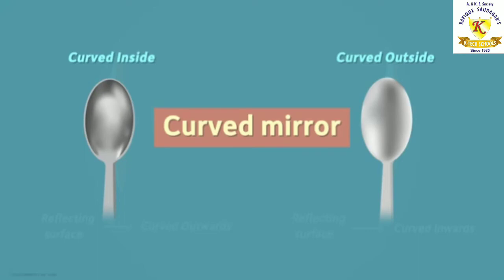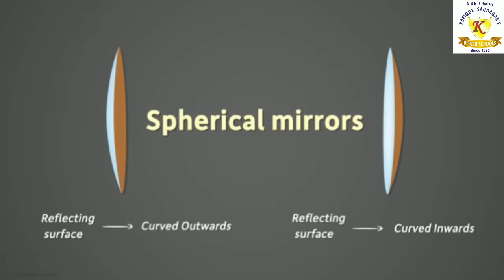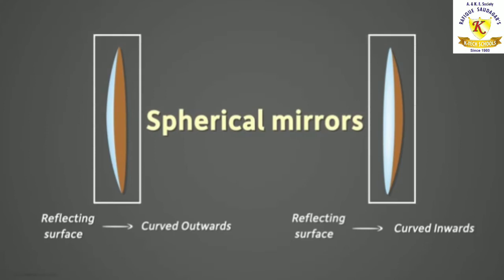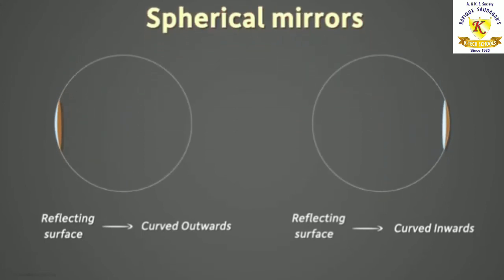Now the specific types of curved mirrors are called spherical mirrors. In fact, these 2 mirrors are spherical. Well, they look nothing like a sphere. Then why are they called so? They are called spherical mirrors because their reflecting surface is a part of a sphere. You can all clearly see that the reflecting surfaces of both the mirrors form a part of the sphere.